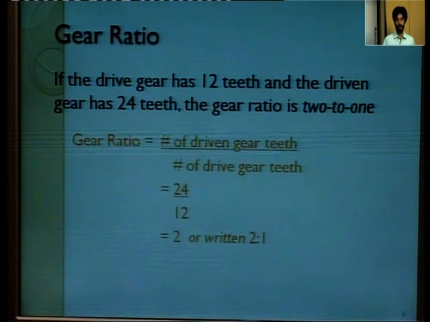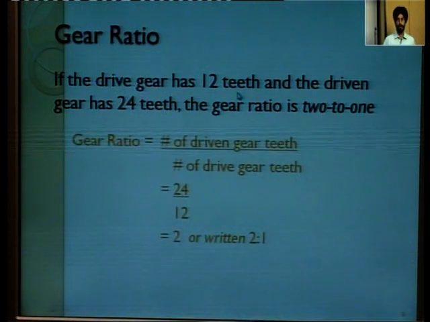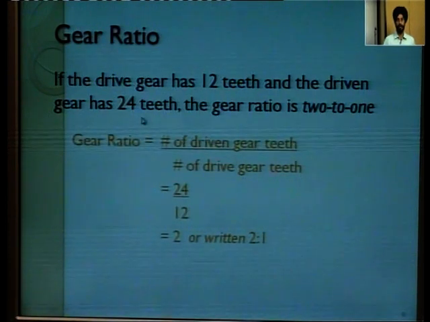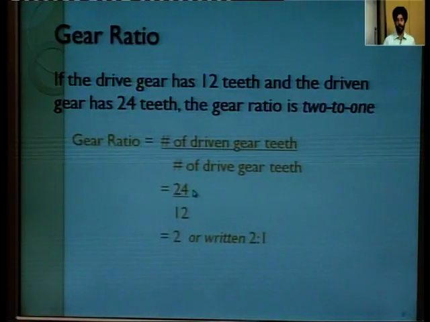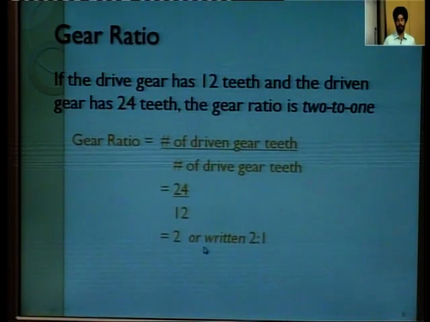Say drive gear has 12 teeth and driven gear has 24 teeth. So, the gear ratio will be 24 by 12, it will be 2, or it is written as 2:1.